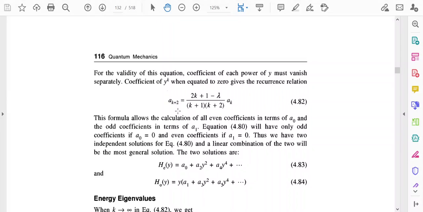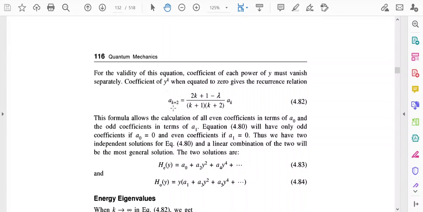For example, if you set k equal to 0, then from the left side you will obtain a2 in terms of a0. If we put k equal to 2, then a4 can be found in terms of a2, but a2 can be found in terms of a0. So all even coefficients can be found in terms of the coefficient a0.